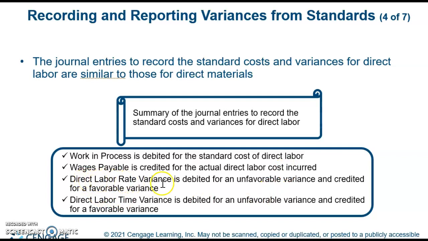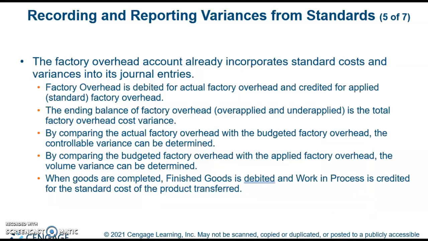The direct labor rate variance is going to be debited for an unfavorable variance and credited for a favorable variance. Direct labor time variance is going to be debited for an unfavorable variance and credited for a favorable variance. The factory overhead has always been done like this, because if you remember, when we debit factory overhead, that's actual, and then we had a predetermined, that's really our budgeted.